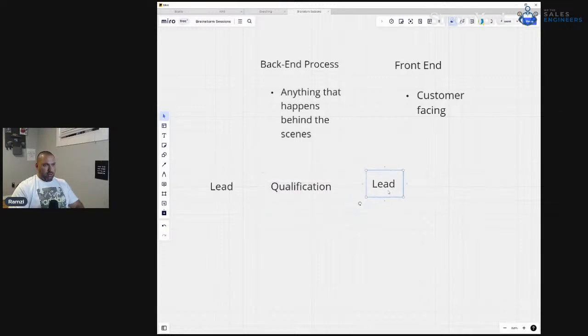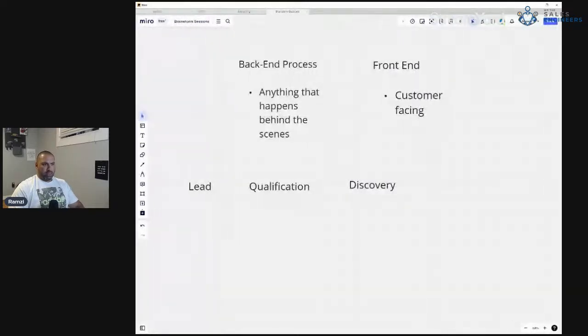And then there's a discovery. And the next part of the sales cycle, you can pretty much shorten and say it's the sales portion. But let's break it down into demo, and POC, or POV, whatever you want to call it.